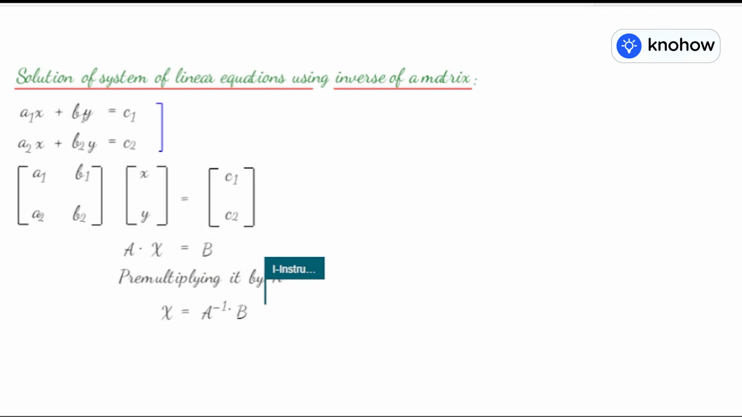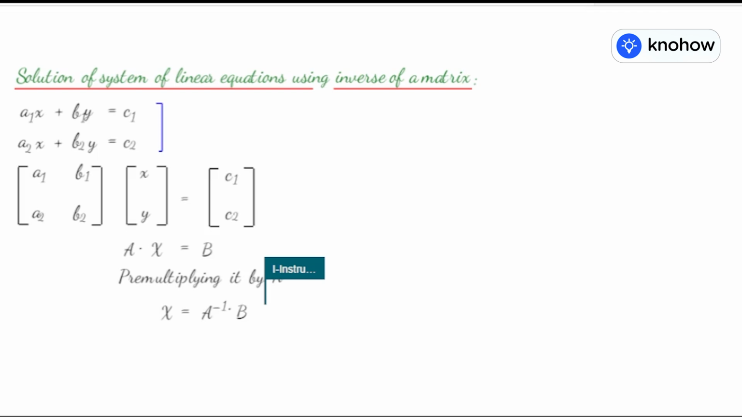You work out A inverse into B and you will get the solution by respectively equating to x, y, z. But please take note here that A inverse has to be pre-multiplied and not B into A inverse, because A was on the left, so multiplying both sides on the left is very important. And now we'll explain it with the help of an example.